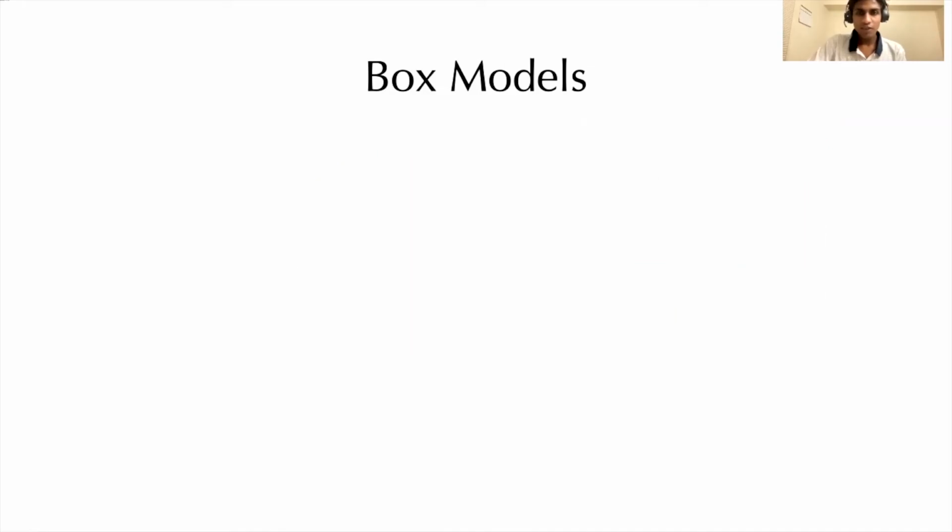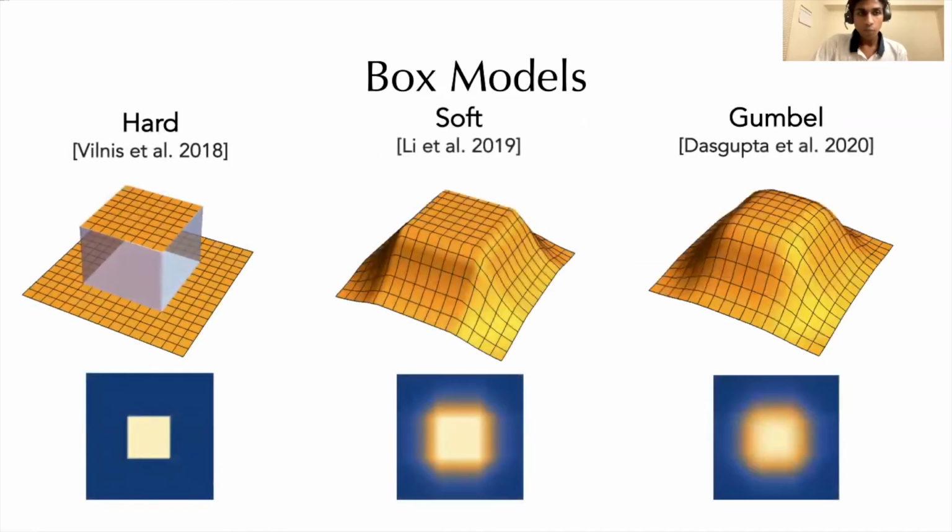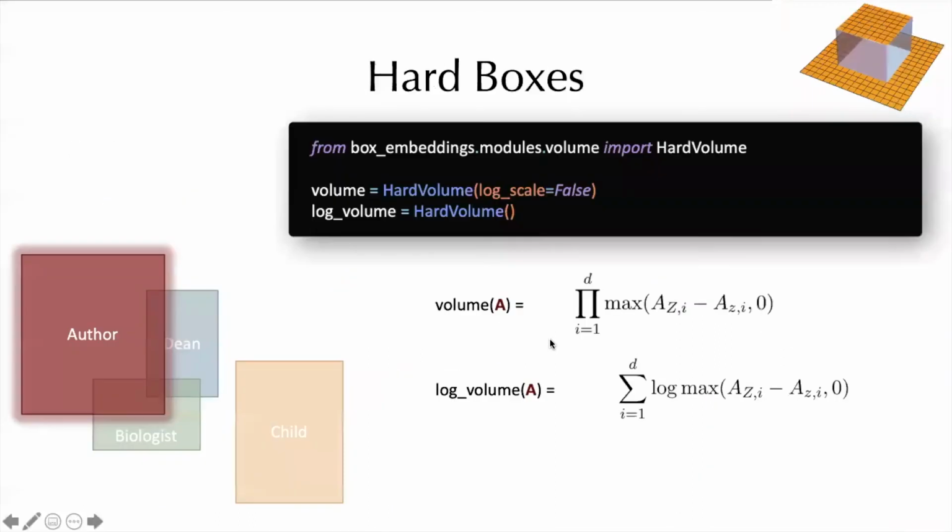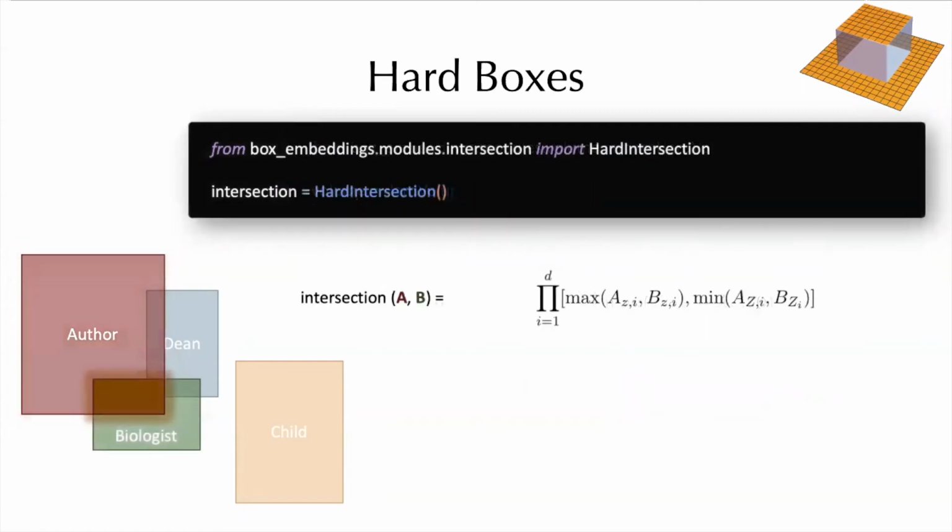Hello, I'm Tejas. Our library includes support for all the main approaches for training box embeddings, which amounts to providing various volume and intersection calculations. The most straightforward calculation is to simply take the product of the side lengths. For convenience, this is implemented as a hard volume layer in our library. The default for all volume functions is actually to return log volume, which is advisable for numerical stability. However, this can be overridden with the optional log_scale argument.